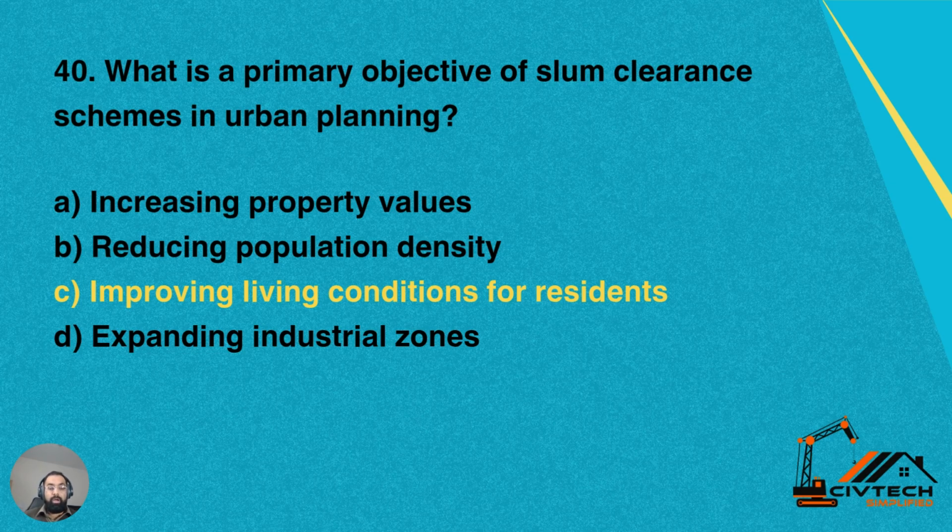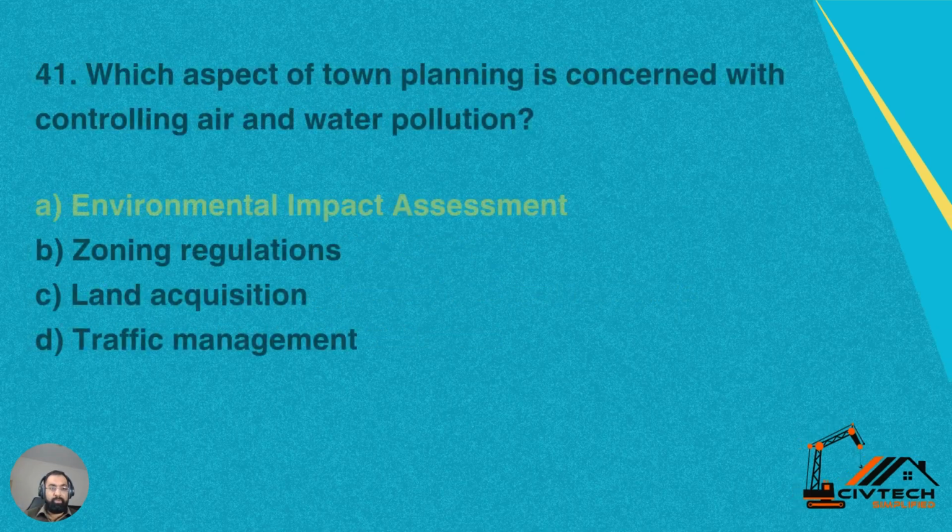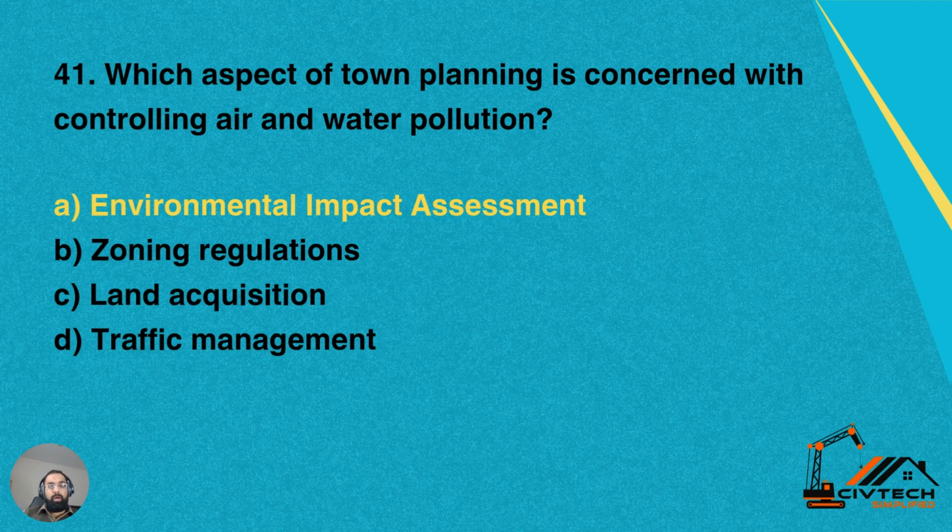We want to improve the living standards within our society or town, for which we are doing the town planning. So this is basically the sole objective of clearing a slum from a town. Slum clearing schemes are designed to improve the living conditions of the residents of that area or zone. Expanding industrial zone, no. So option C is correct for this question. Let's move on to the next question, number 41.